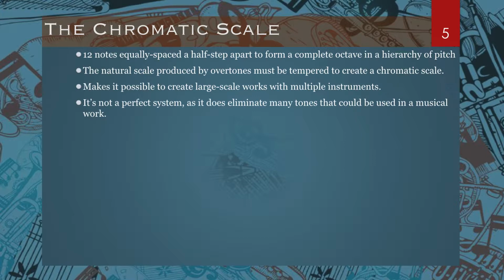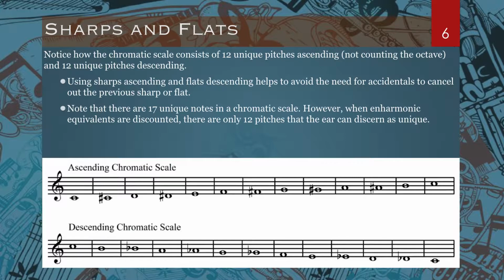But for the purpose of just learning the chromatic scale, that's not really necessary information. So when it comes to sharps and flats, notice how the chromatic scale consists of 12 unique pitches ascending, not counting the octave, and 12 unique pitches descending. Look at the top line, where you have a C. It's actually a C4. It's in the 4th octave register. It moves up to a C sharp, and then a D, and then a D sharp, and then an E.